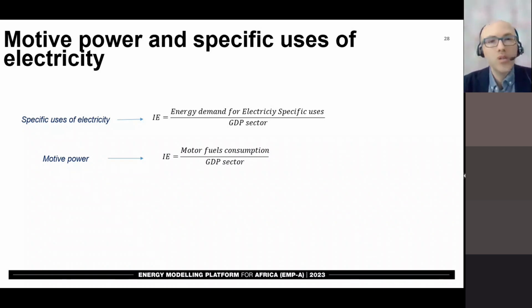So the energy intensity for specific uses of electricity will be the final energy demand for electricity specific uses divided by the GDP of the sector, and for the motive power, the energy intensity will be the final demand for motor fuel consumption divided by the GDP of the sector.